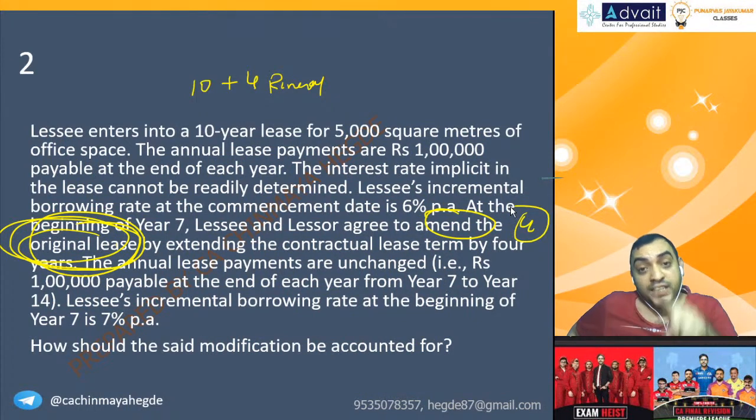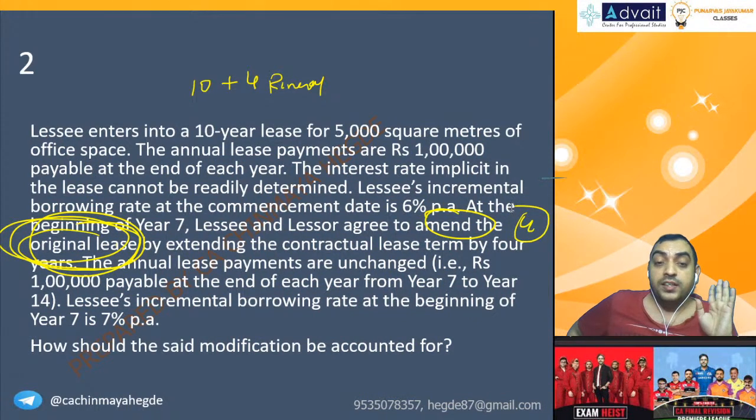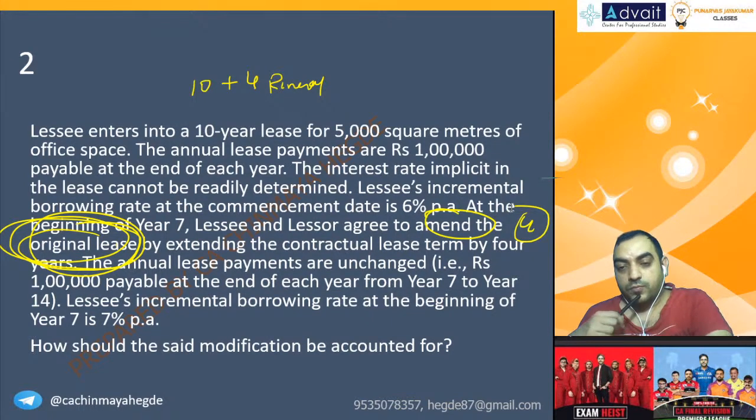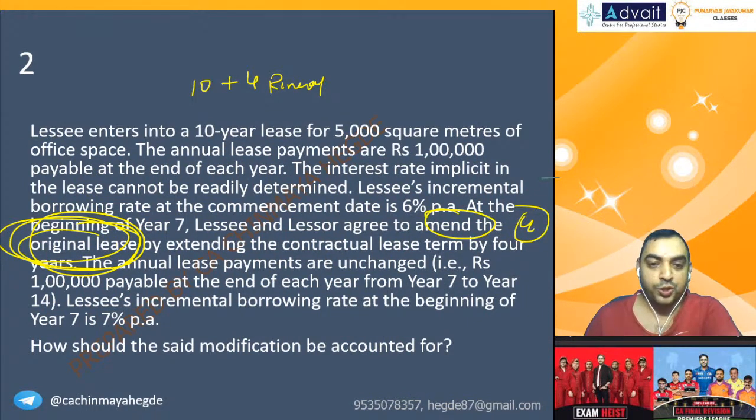If it was a change in estimate, that would have been lease remeasurement. But this is a fundamental change. Okay, I think many of you got it. Modification, I'm happy. Let's go further.